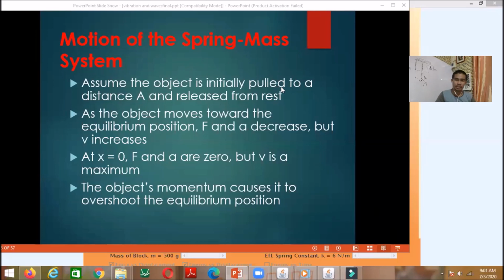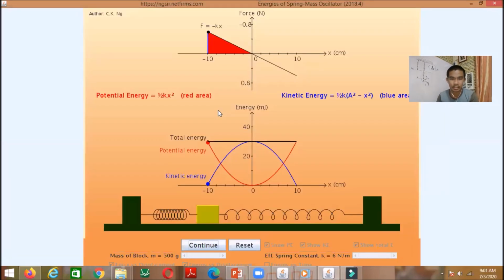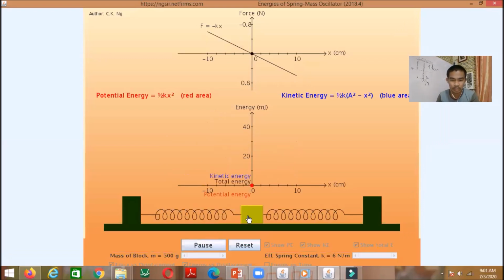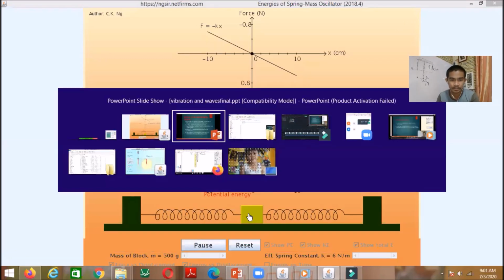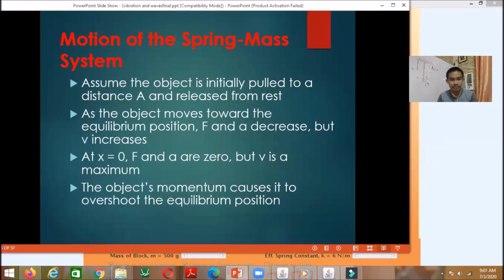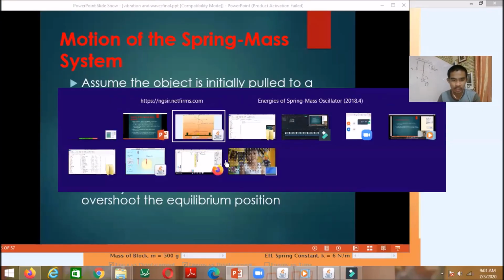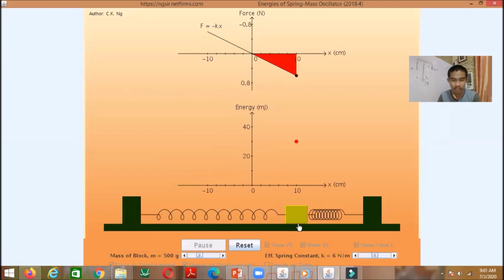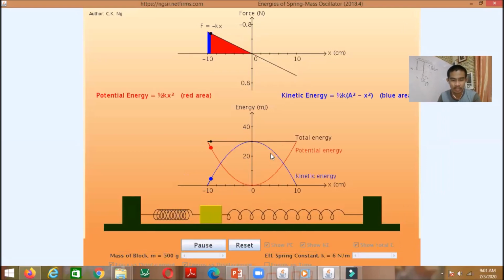Assume that the object is initially pulled to distance A from equilibrium position, from rest, and then released. What happened? It moves back and forth. And this kind of motion is what we call simple harmonic motion. The repeated motion is what we call simple harmonic motion.